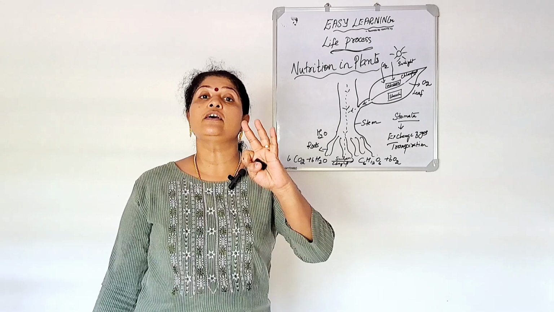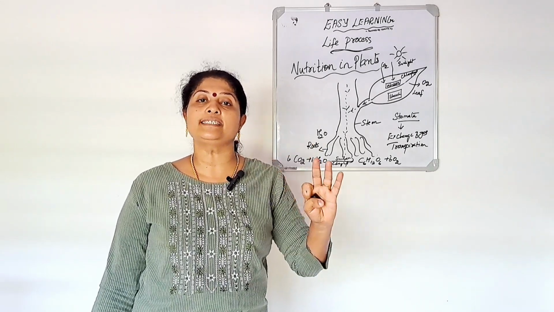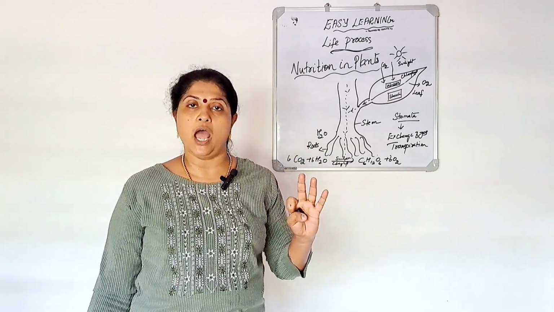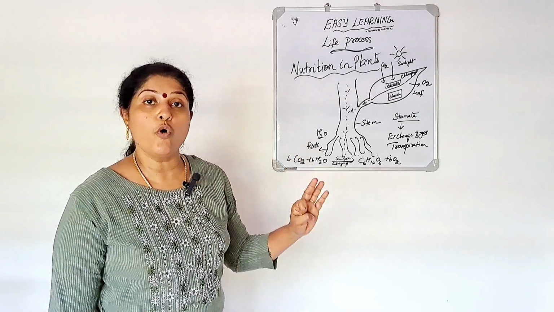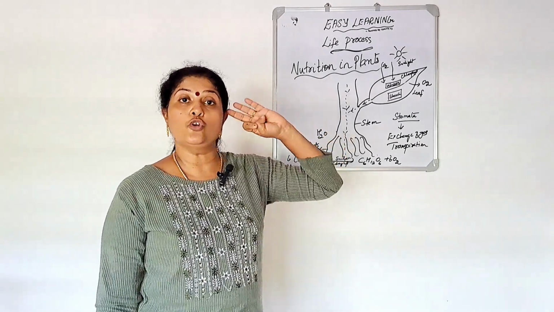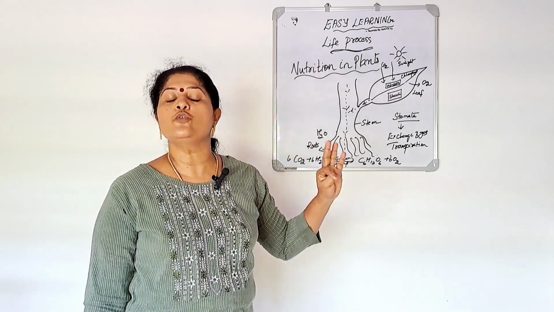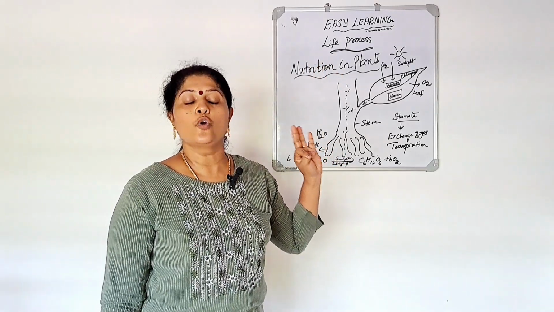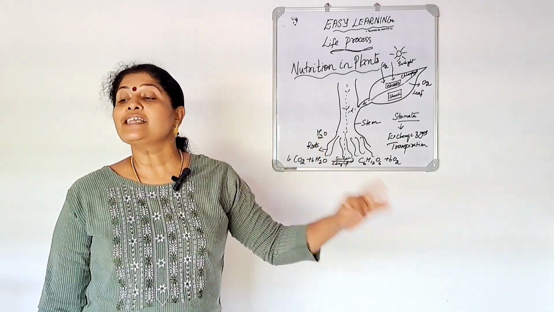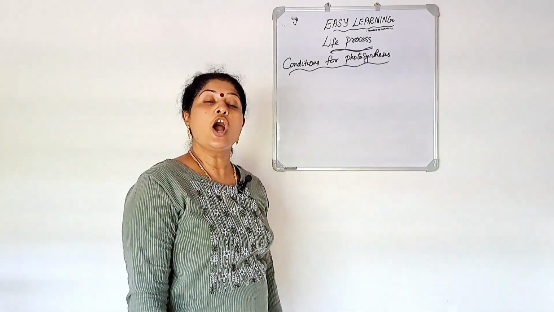Okay, so this is a very important question for the board exam which will be asked for 3 marks. So you have to concentrate more in this particular area. You should know the explanation, you should know the diagram, then it will be easy to write the 3 steps in a good manner. Okay, next, the main conditions which are necessary for photosynthesis.